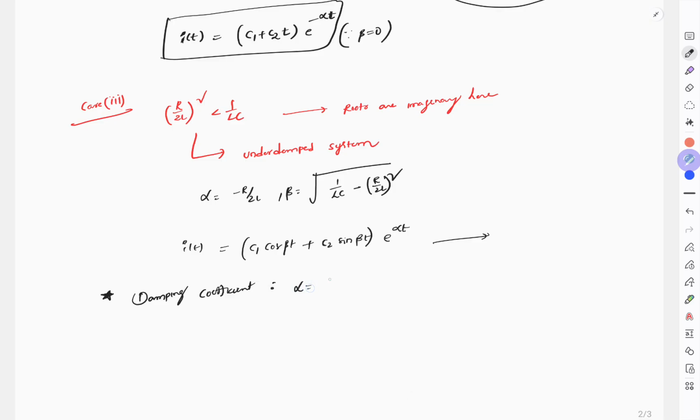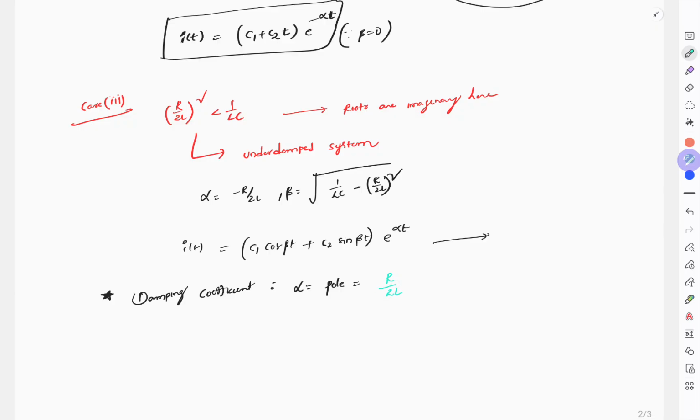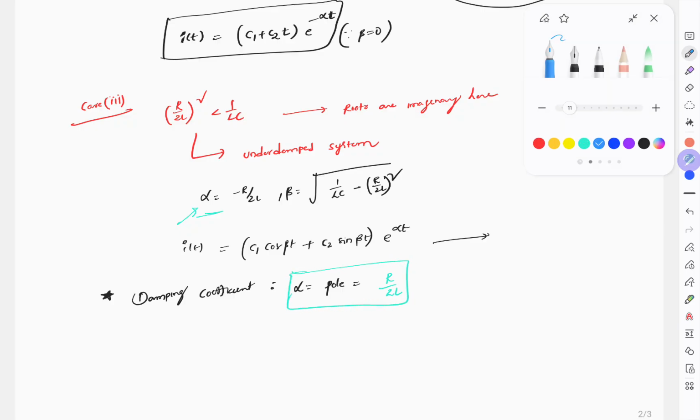Damping coefficient is equal to alpha, equal to the pole. We consider alpha is equal to R by 2L. This is the pole, right? R by 2L. This is how you need to find it out.